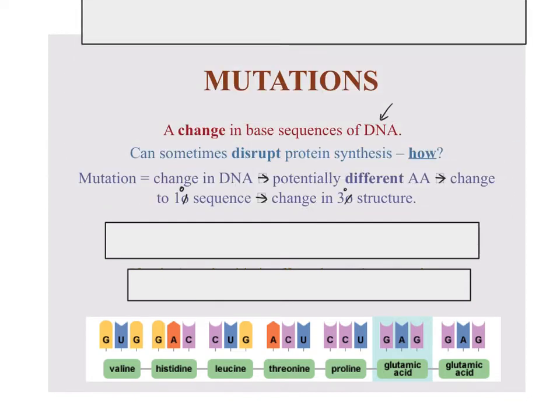So a mutation, we know, is a change in the DNA sequence for various reasons. We could have mutagens around, maybe it's just a part of mitosis, or a spontaneous change that's happened. And depending on that change in DNA, we have the potential, and it's not definite, that a different amino acid could be produced. Okay, now if a different amino acid is produced within a polypeptide sequence, that can start changing the primary structure or the primary sequence of our polypeptide.